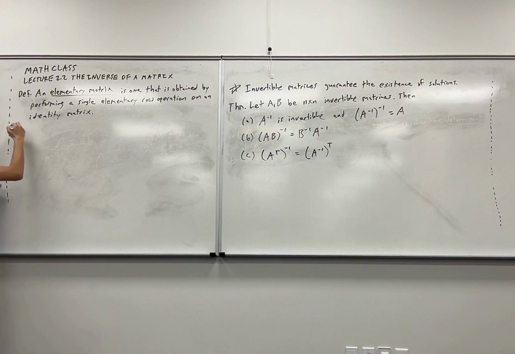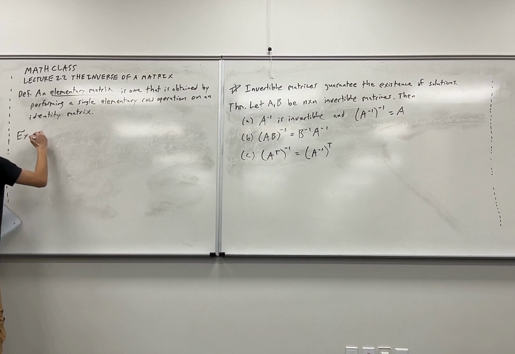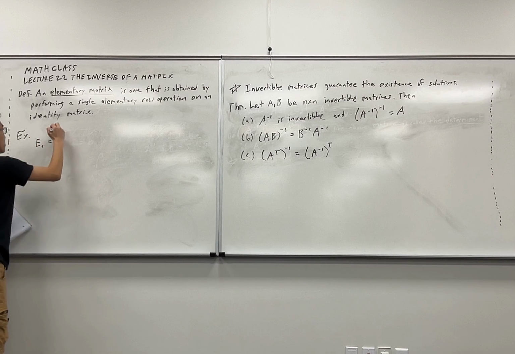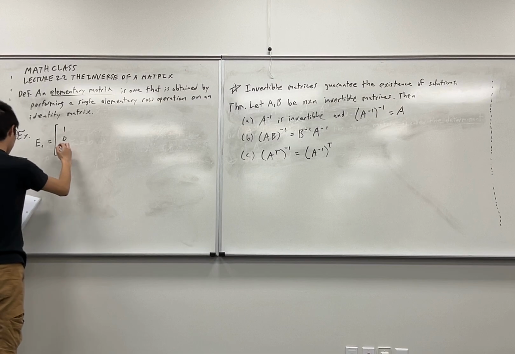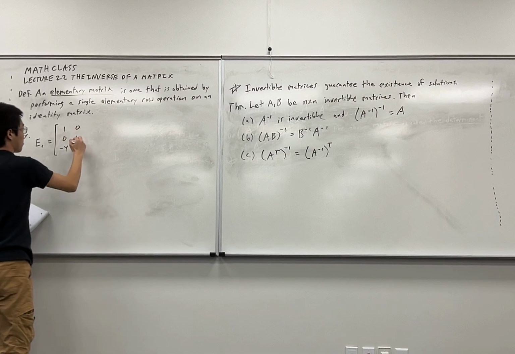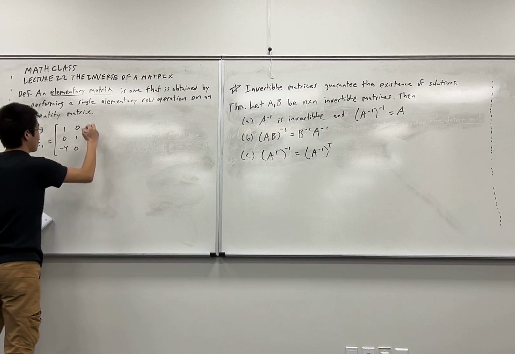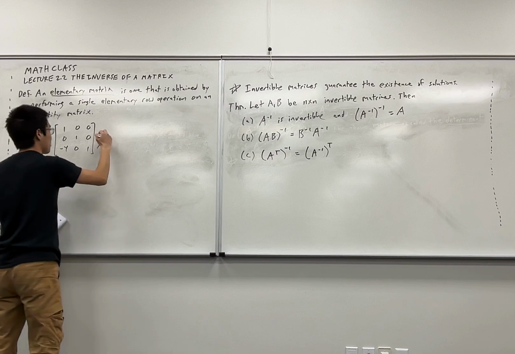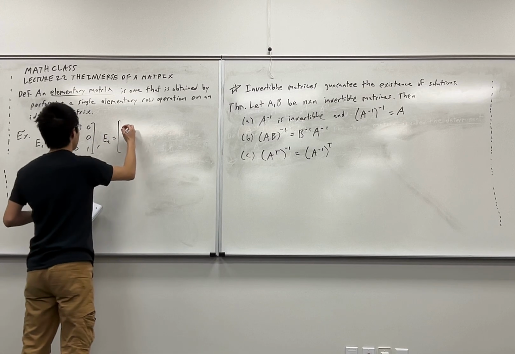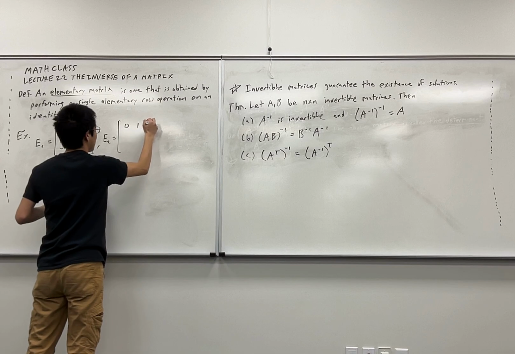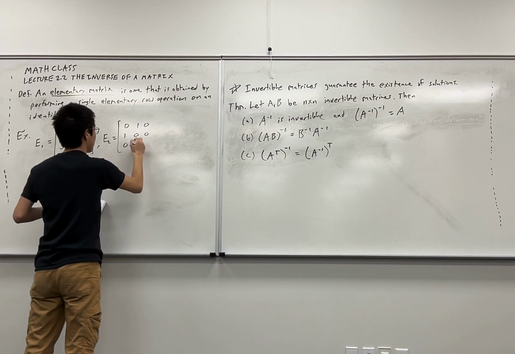Here are some examples. The following three matrices I'm going to write on this board are all examples of an elementary matrix by definition. Let's call this first one E1: 1, 0, minus 4, 0, 1, 0, 0, 0, 1. I'll write all three of them out and then I'll talk about what makes them definitionally elementary. 0, 1, 0, 1, 0, 0, 0, 0, 1.